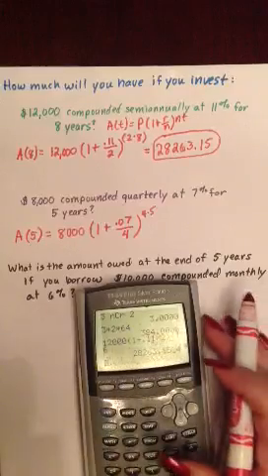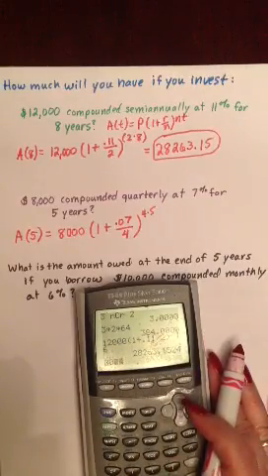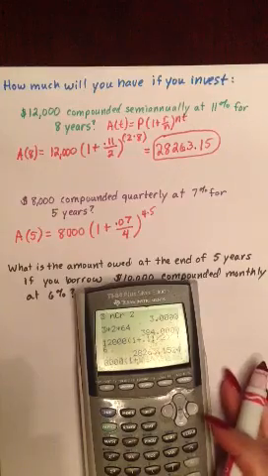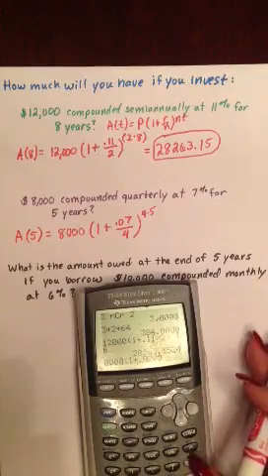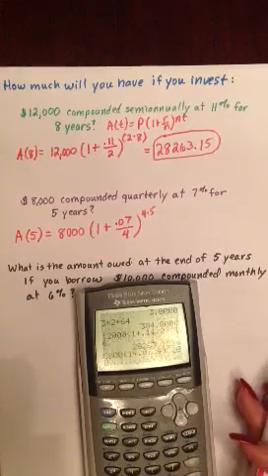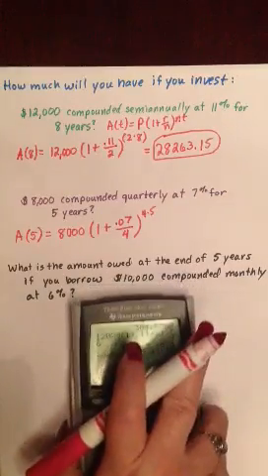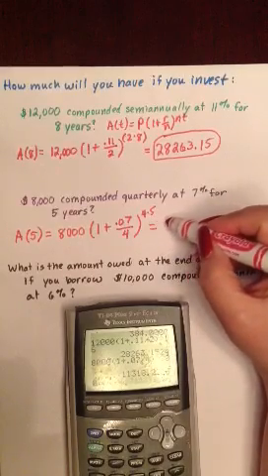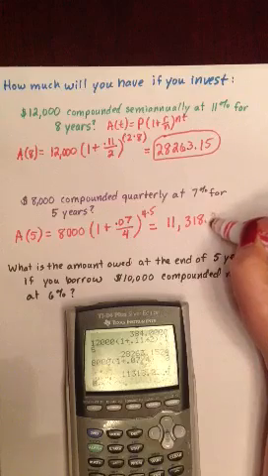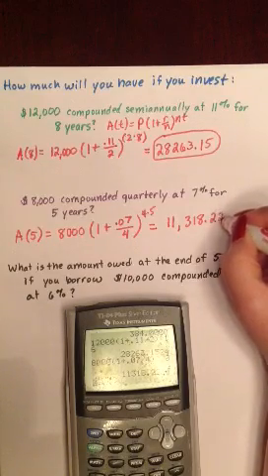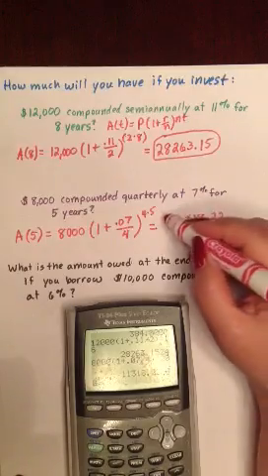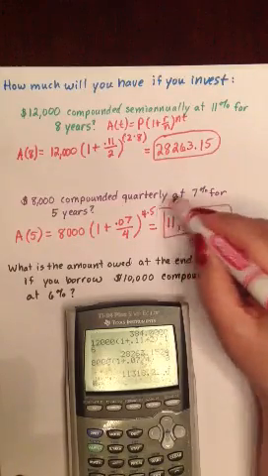All right, and then you just type that in the calculator. So you go 8,000, parentheses, 1 plus 0.07 divided by 4, raised to 4 times 5 is 20, so raised to the 20th power. And so I get that the amount you will have after 5 years is $11,318.22. I'm going to truncate rather than round up, because that's how the bank does. All right, so that would be our answer to this one.